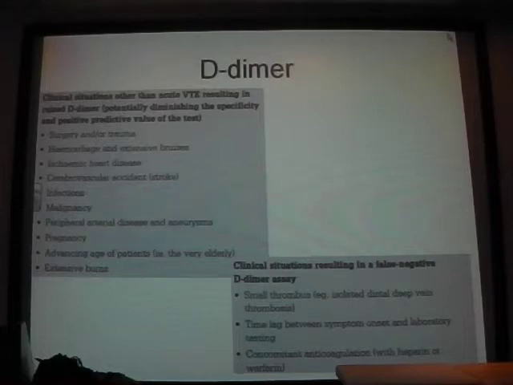Having said that, D-dimer is of very limited use. You can get lots of false positives. So it's non-specific to DVT. Lots of things can cause it. So any kind of inflammatory response from surgery or strokes, infections, malignancy, they'll all produce a false positive D-dimer.